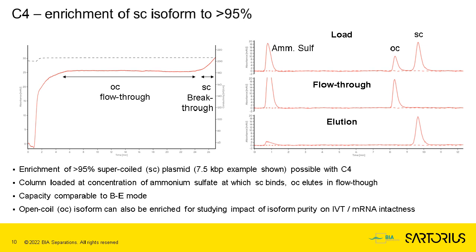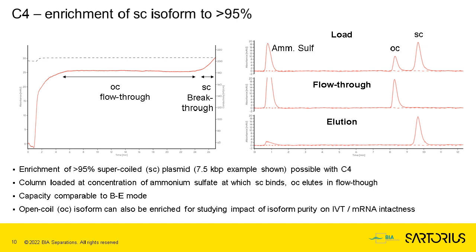So what we've done is we found conductivity or concentration of ammonium sulfate at which open coil didn't bind to the C4 column, supercoil did, and we went up to the point of saturation of the column with supercoiled and achieved essentially the purification of open coil out of the sample. So this is enriched open coil structure here in the flow-through fraction, and elution was pure supercoiled plasmid.